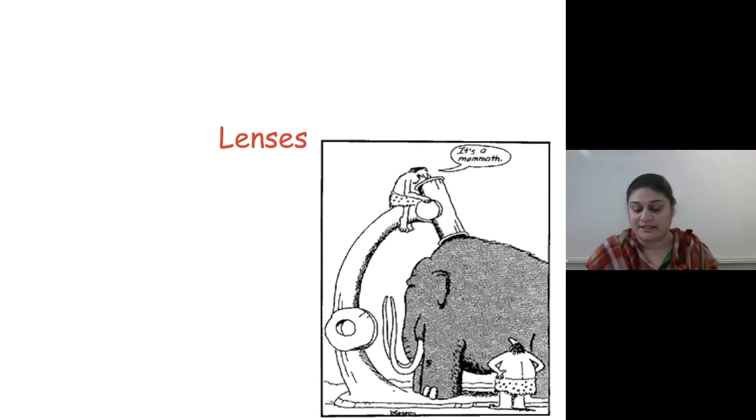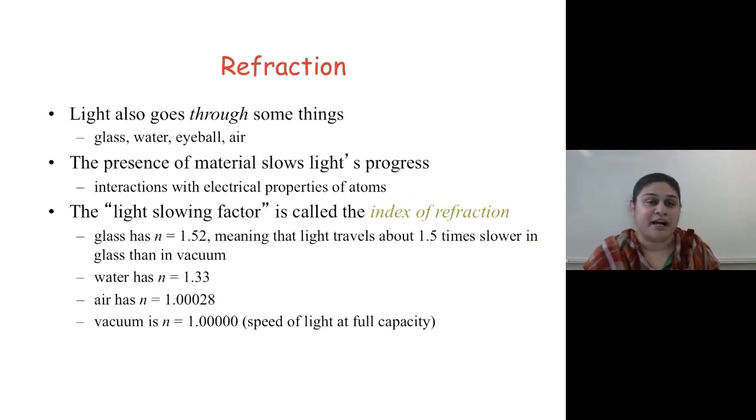Now let's talk about lenses. Refraction: as light goes through some things, for example glass, water, eyeballs, air, it changes its direction. The light slowing factor is called the index of refraction. So glass has n about 1.5, water has n about 1.3, air has a refractive index of about 1.